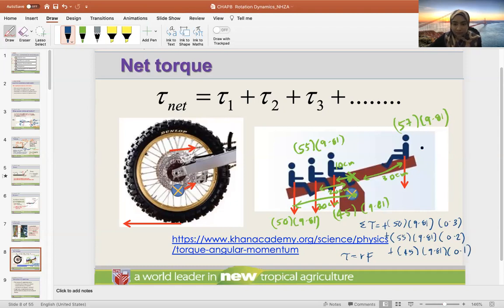What about Faiz? Faiz is sitting over there, right? So if we have an axis of rotation, Faiz comes down here. Am I going clockwise or anti-clockwise? Faiz is sitting here. Clockwise. So Faiz is a negative. Faiz is negative 57, 9.81. And his distance is 0.3. So that is how you calculate the total net.